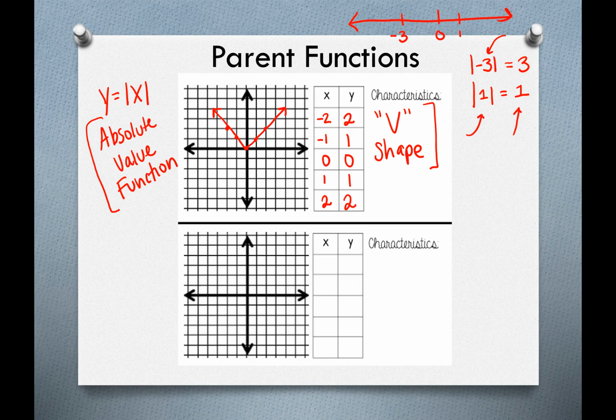All right, last function we're going to talk about is going to be the absolute value function. So that's going to be this one. Oh, excuse me, the square root function. Silly goose. So y equals square root of x. y equals the square root of x is the square root function.